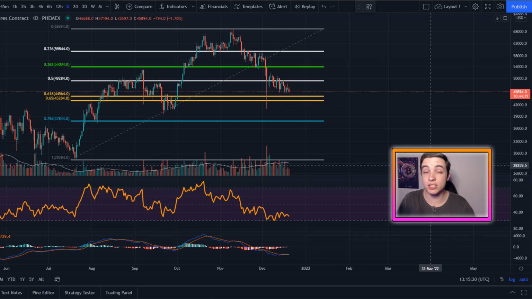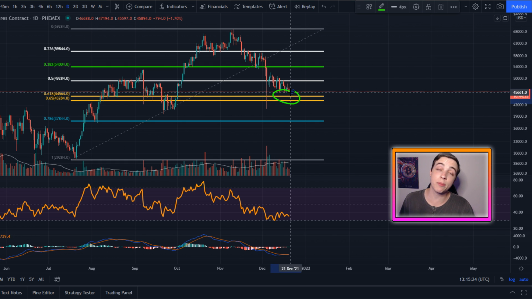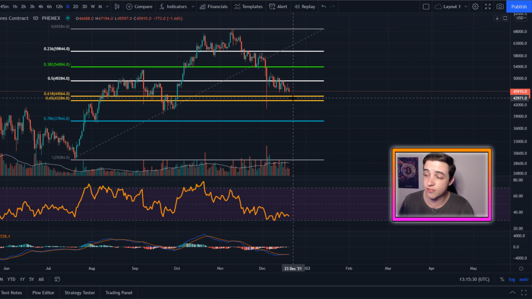Another really important level for Bitcoin holders to pay attention to is, of course, the golden pocket when you're bringing out the Fibonacci retracement tool from the July low up to the all-time high. And by the way, the golden pocket is the most important Fibonacci level, and that is coming in at just below 45,000 US dollars. So for as long as Bitcoin is remaining above around 44,000 to 45,000, then we're still actually looking really good here on the daily time frame.